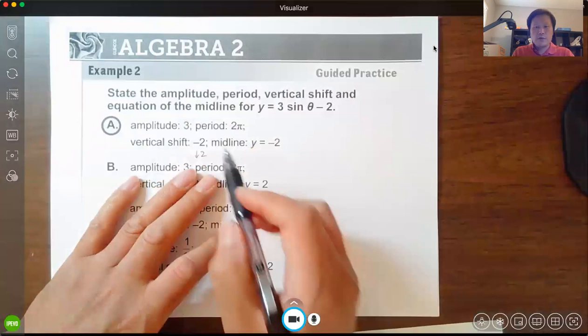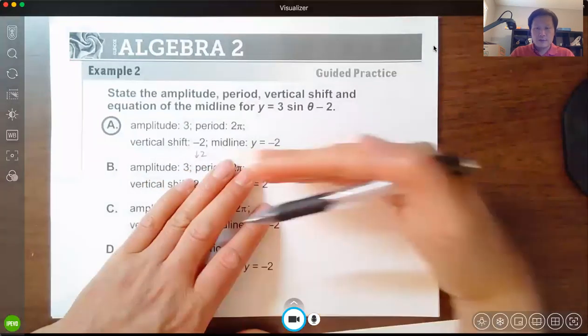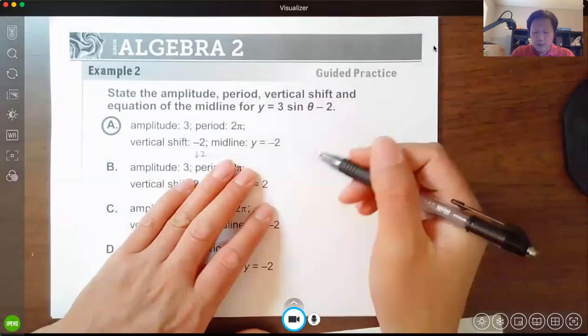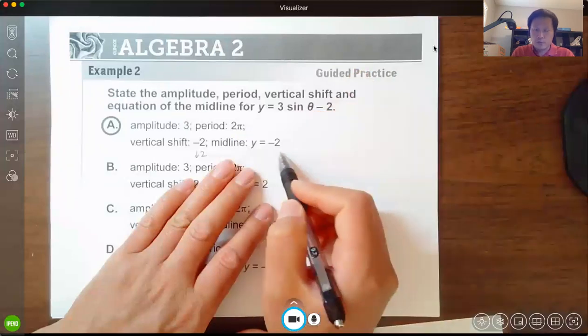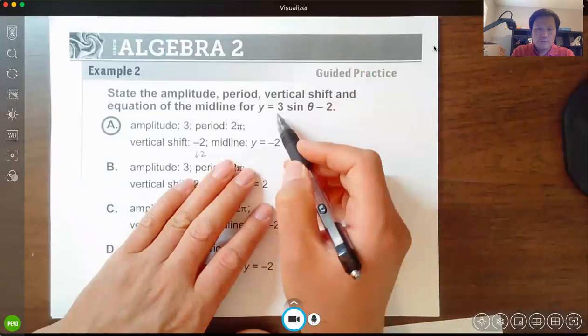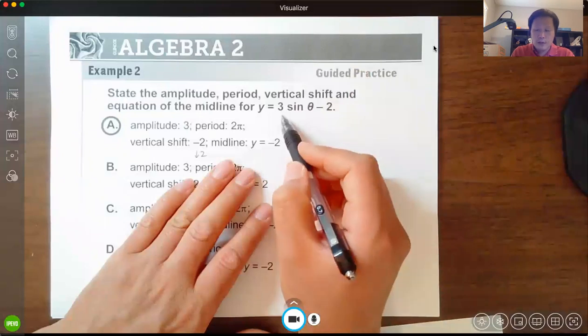So the midline used to be the x-axis, which is y equals 0. You go down by 2. Now the midline equation should be y equals minus 2. Amplitude is 3, the absolute value of 3.